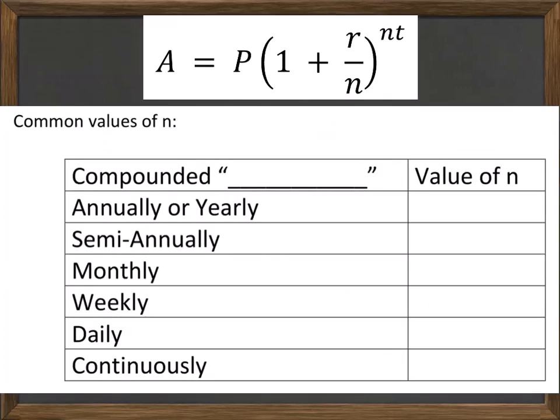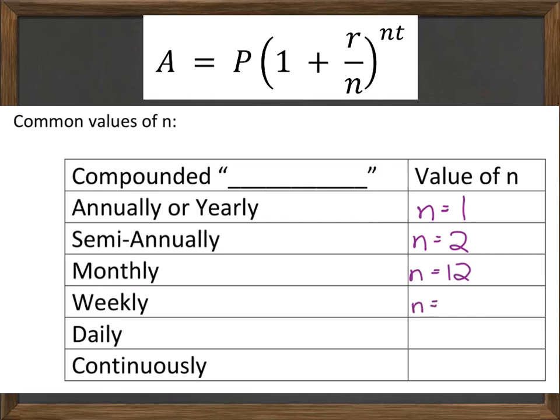Okay, so let us go through some common values of N. If we are compounding annually or yearly, we are compounding once a year. So that means that N is equal to 1. Semi-annually literally means every 6 months, so that's twice a year. Monthly, there are 12 months in a year, so N would be 12.